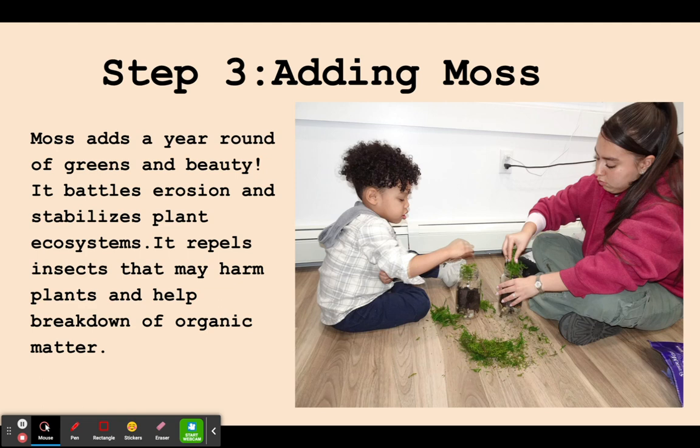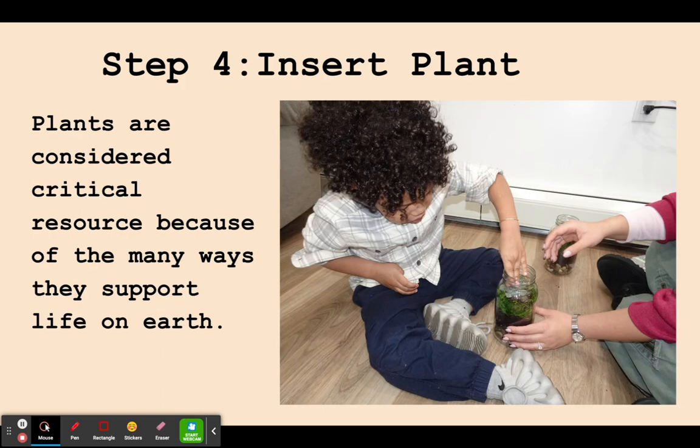Step 3. Adding moss. Moss adds year-round greens and beauty. It battles erosion and stabilizes plant ecosystems. It repels insects that may harm plants and helps break down organic matter.